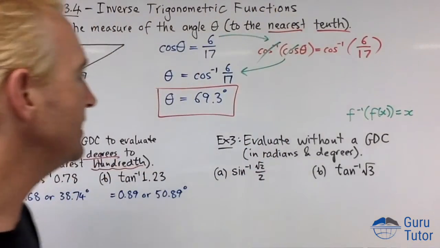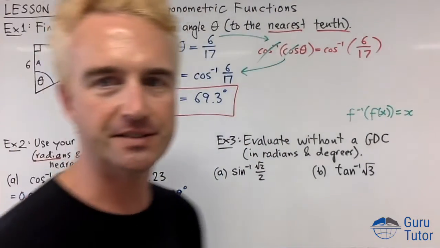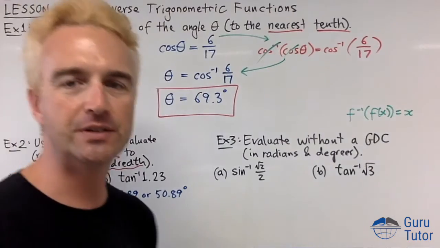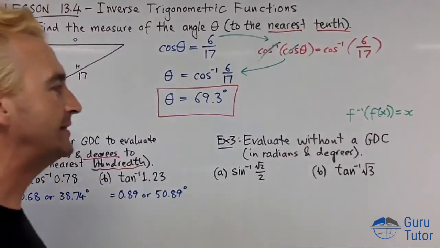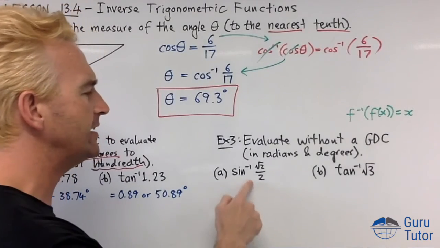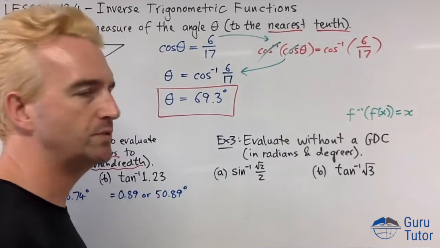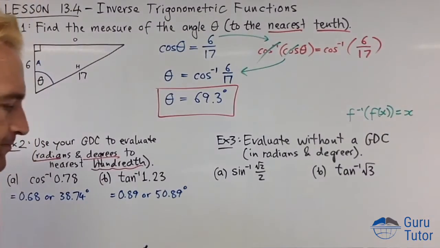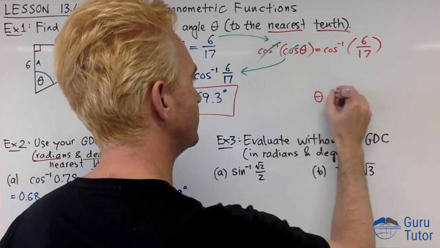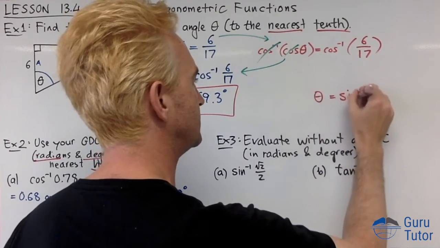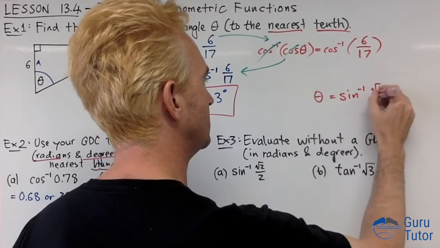Okay, and moving on for the last example, let's put our GDC to the side. Can you do this without your GDC? So you've got these exact values again. And we're going to get this in radians and degrees. So inverse sine of root 2 over 2, what's that? Think of it this way. We're looking for some angle theta that is equal to inverse sine of root 2 over 2.